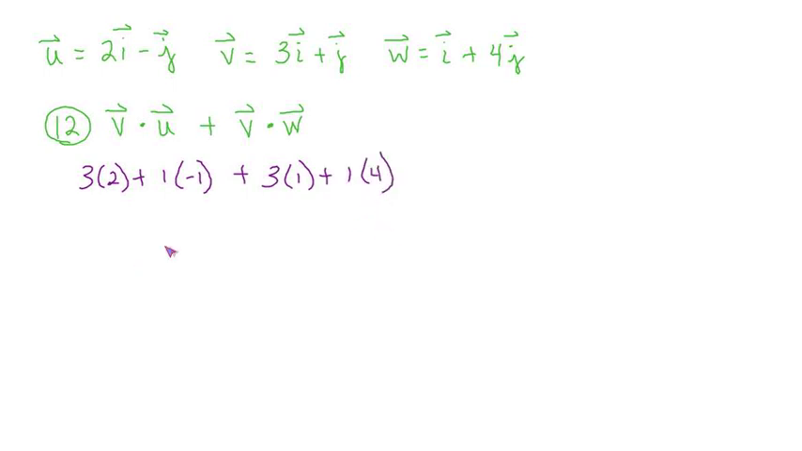Now, when I simplify, I have 6 minus 1. Here I have 3 plus 4. So when we add those together, we have 5 plus 7, which is 12.